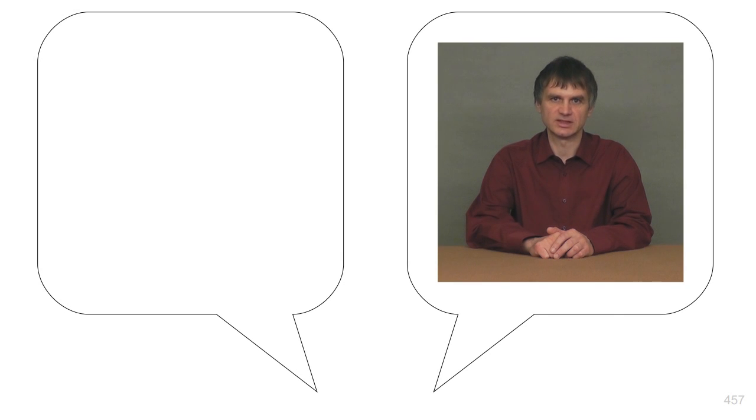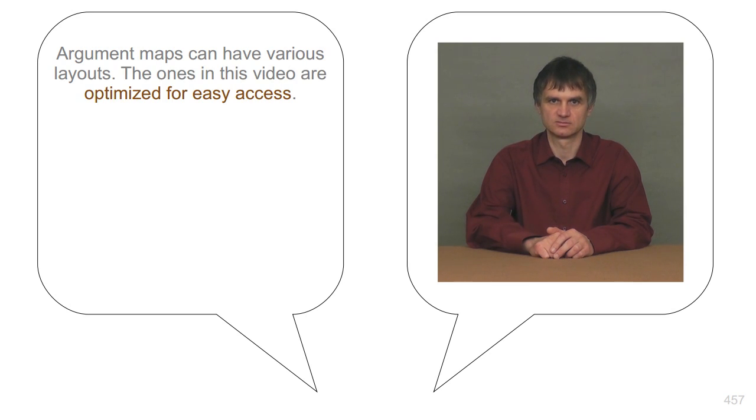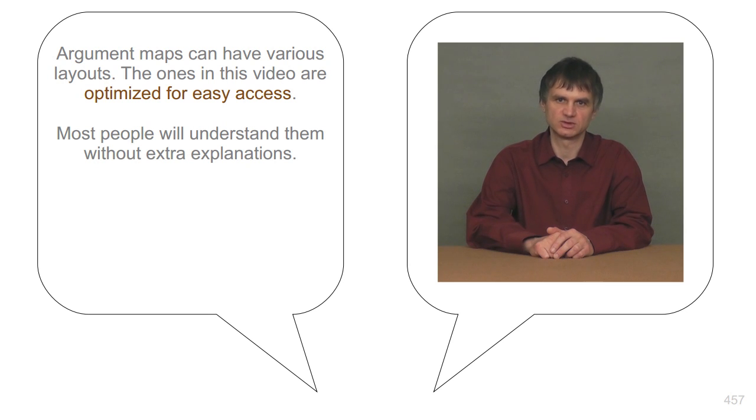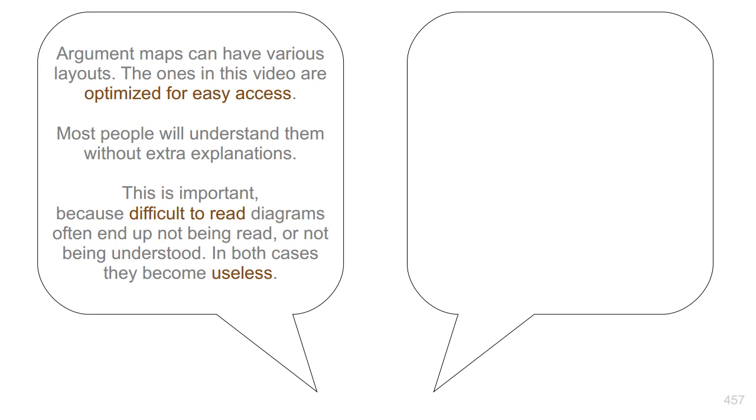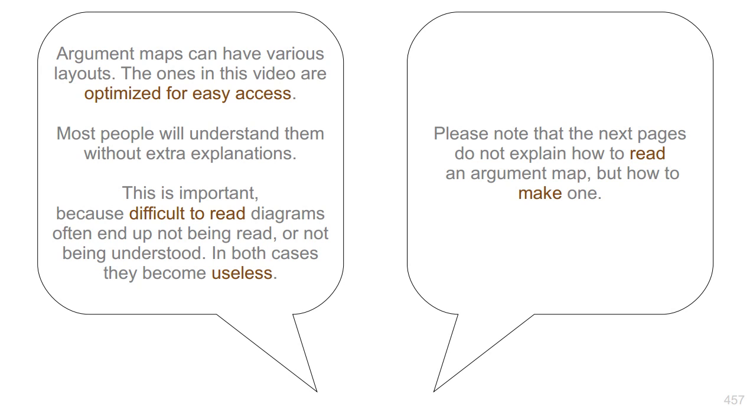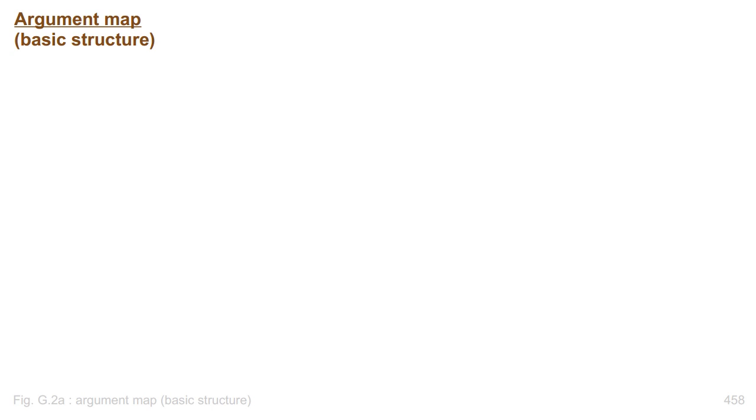Argument maps can have various layouts. The ones in this video are optimized for easy access. Most people will understand them without extra explanations. This is important because difficult to read diagrams often end up not being read or not being understood. In both cases, they become useless. Please note that the next pages do not explain how to read an argument map, but how to make one. Argument map, basic structure.